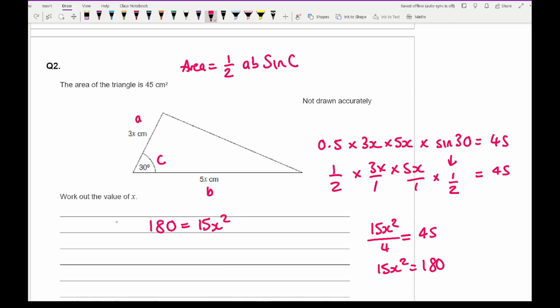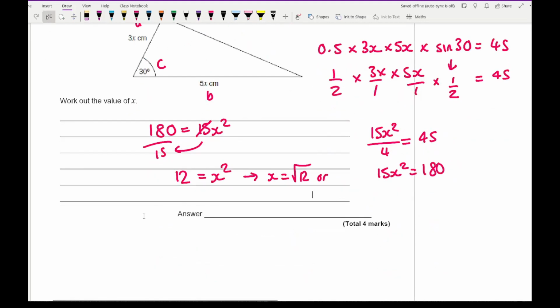So if I just move over here, 15x squared, then take the 15 over to this side by dividing by 15. How many 15s go into 180? Well, that's going to be 12. So x squared equals 12. So x equals the square root of 12, or we could write it in surd form, which is going to be root 4 times root 3, which is 2 root 3. So I can either write the answer as root 12 or 2 root 3, and any of those would be absolutely fine.